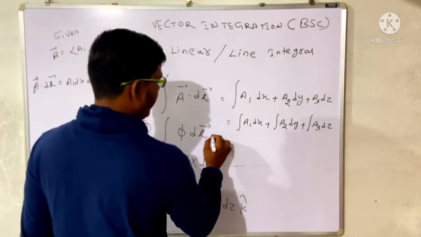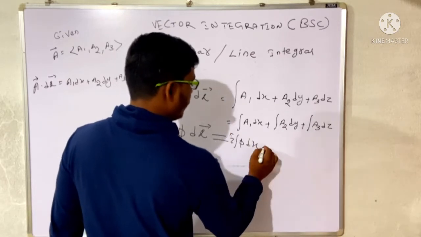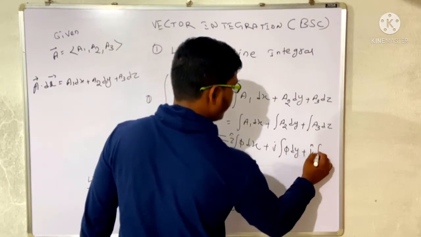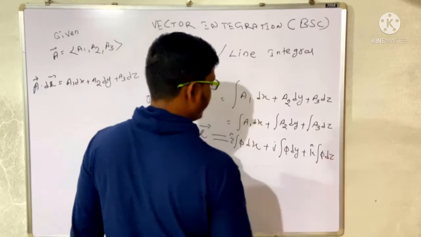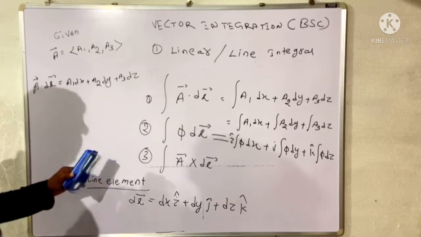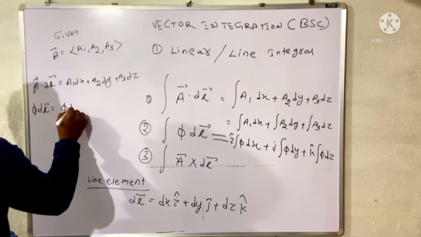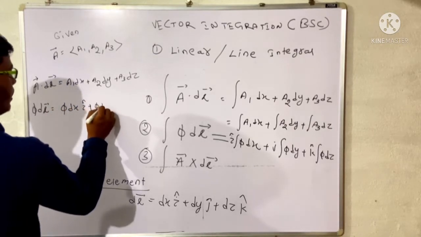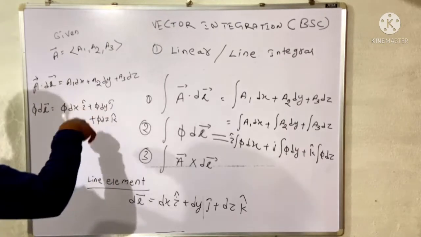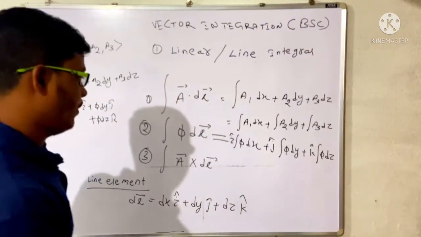Now what is phi dl? Phi dl will be phi dx i cap plus phi dy j cap plus phi dz k cap. Phi is your scalar field. So what will be phi into dl? This is simple multiplication. Then we just do the integration. So this is your phi dl.